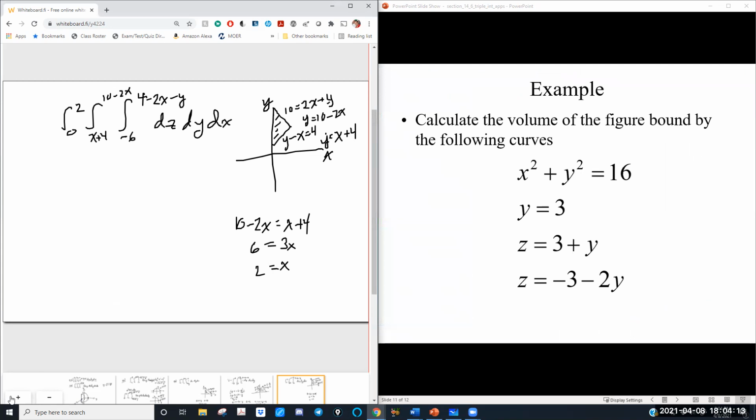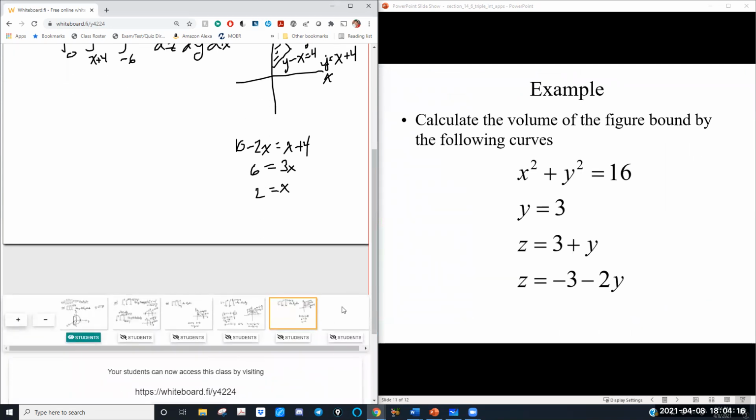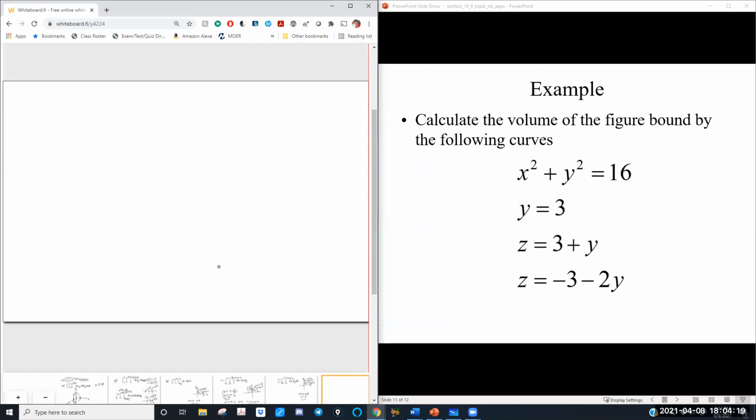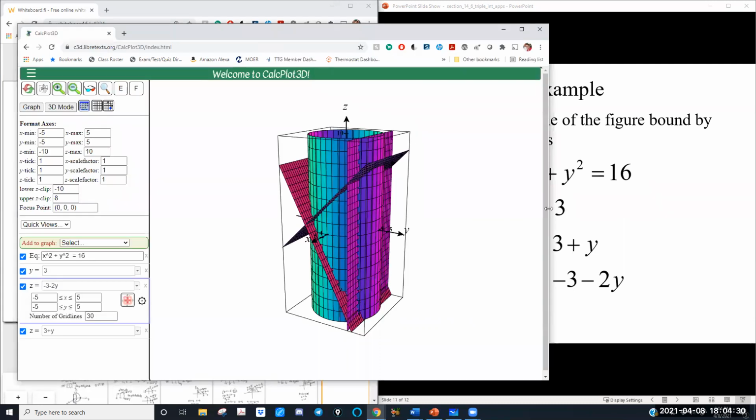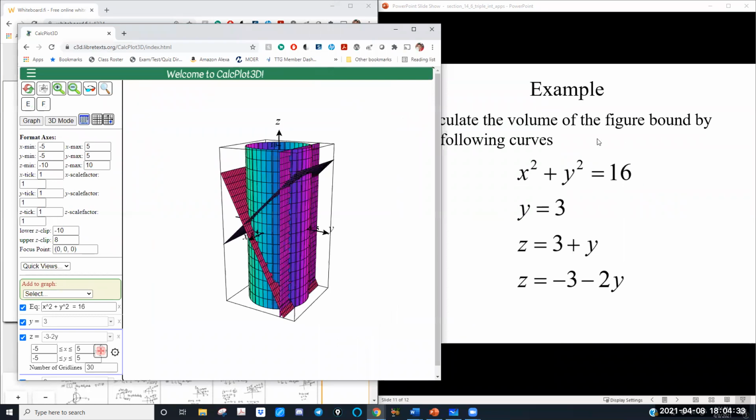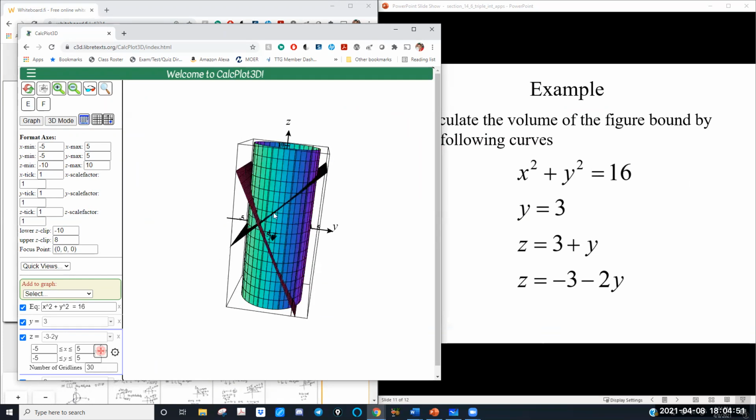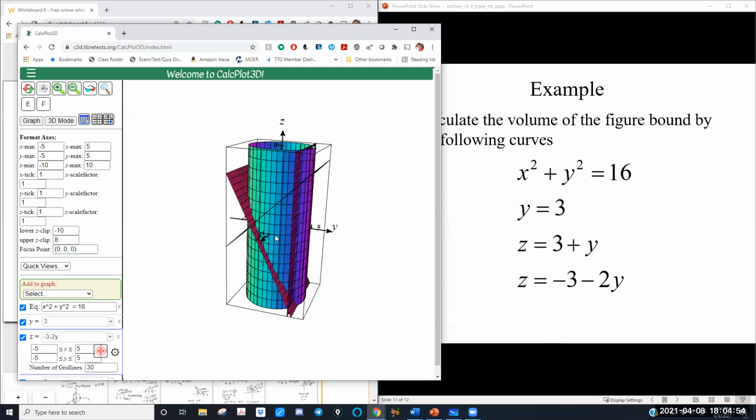All right, we're going to calculate the volume of this region. And I like this one, again, because there are very specific things going on that I want you guys to see. All right, let's bring this plot over. So there's the equations. This is the cylinder that you see there. The vertical plane y equals 3 is this guy here. The plane with a positive slope is this one. The plane with a negative slope is this one. And here's the region inside the cylinder.